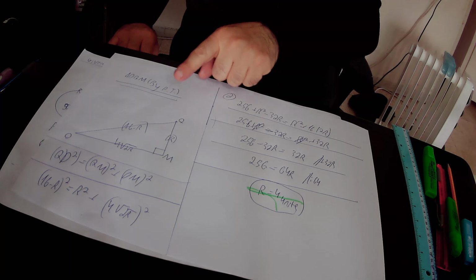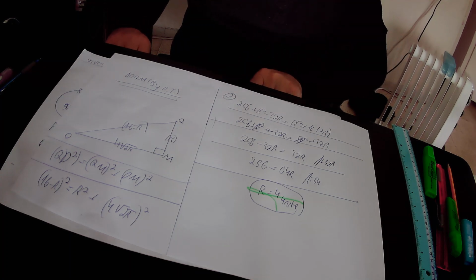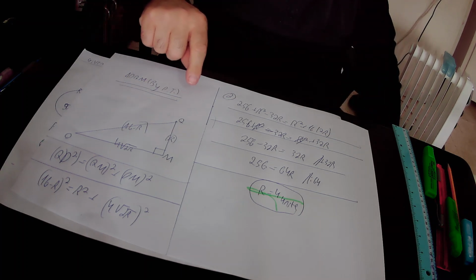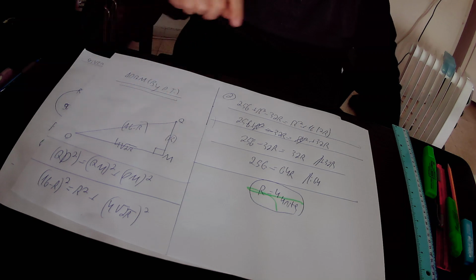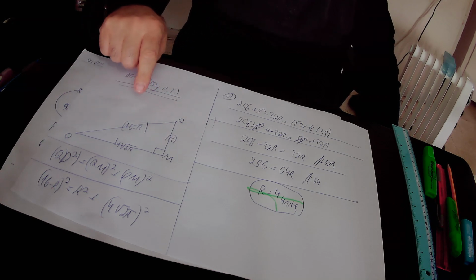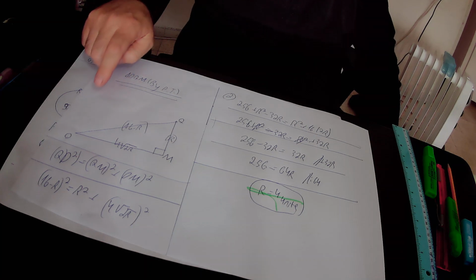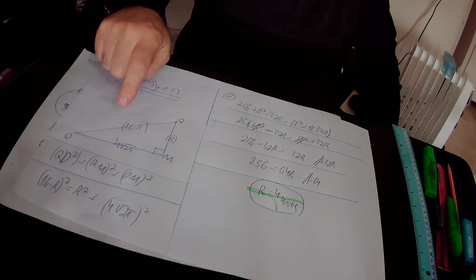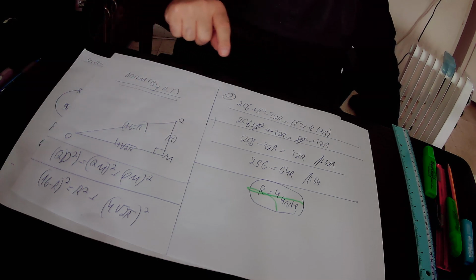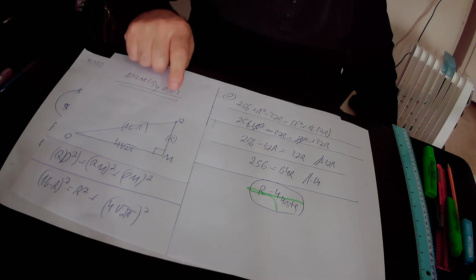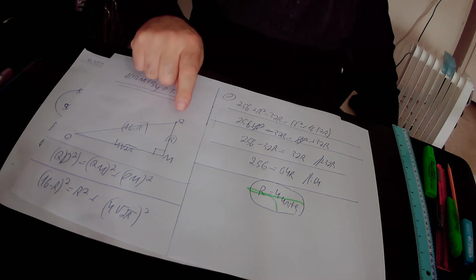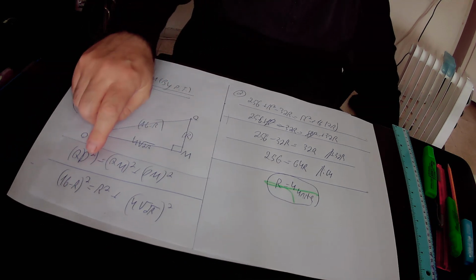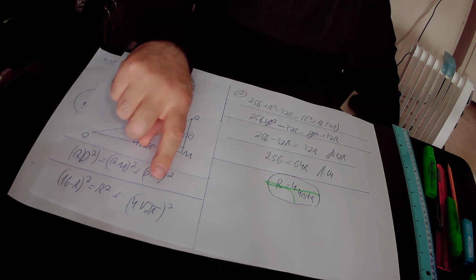This is the right triangle OQM that I copied from the original drawing. According to the Pythagoras theorem, in this right triangle OQM, OQ squared equals QM squared plus MO squared. OQ is 16 minus R, therefore OQ squared is (16 minus R) squared. OM is 4 times square root of 2R, therefore OM squared is (4 times square root of 2R) squared, plus QM squared. QM is R, therefore QM squared is R squared. So in conclusion, we found that (16 minus R) squared equals R squared plus (4 times square root of 2R) squared.